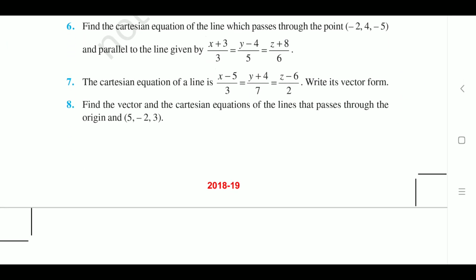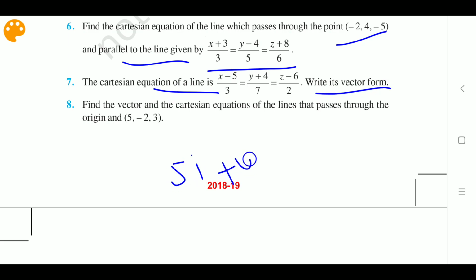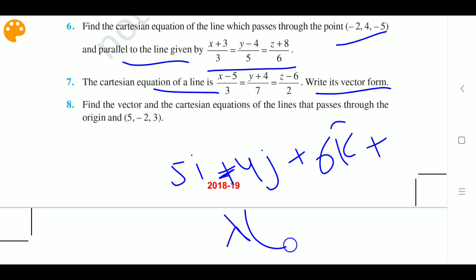Question number 6, we have to find out the equation of a line passing from this point and parallel to this line. Again, put this point and put the direction ratio 3, 5, 6. Next, Cartesian equation of a line is this. Write down its vector form. You can always write what? 5i minus 4j plus 6k plus lambda into, this is 3i plus 7j plus 2k.